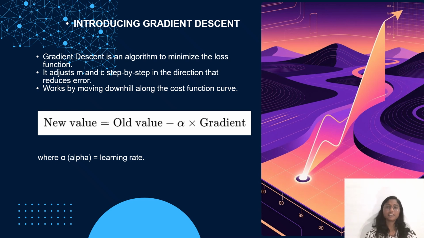Now we see gradient descent. Gradient descent is an algorithm to minimize the loss function. It adjusts m and c, that is slope and y-intercept, step by step in the direction that reduces error. It works by moving downhill along the cost function curve. The formula we use is: new value = old value - alpha * gradient. Here alpha refers to the learning rate.